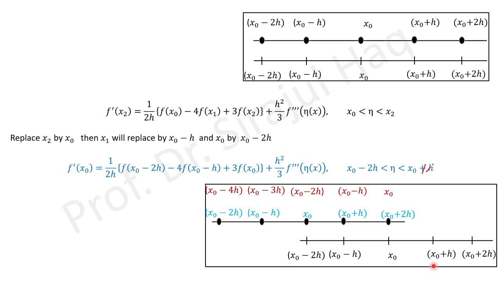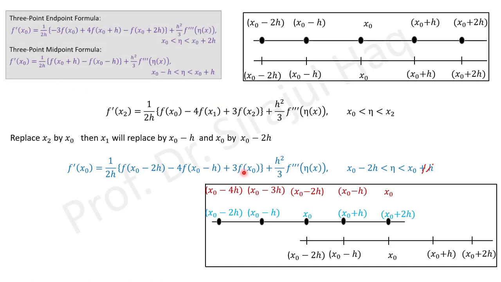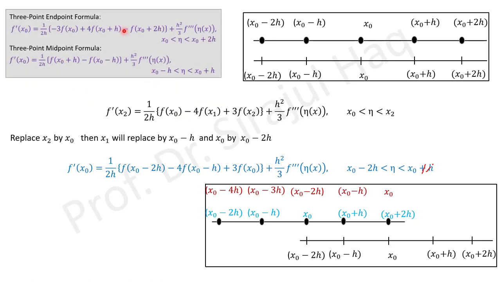So this is another formula. You can see there were three points, x0, x1, x2. The first formula was at the initial point. This formula is at the final point, the end point. So you can see x0 and x2 are the two end points. And that's the reason the formulas corresponding to these points are called the end point formulas. This is the first formula we derived, this is the second formula we derived, and this is the third formula we derived. Now let's do the comparison of this third formula and the first formula.